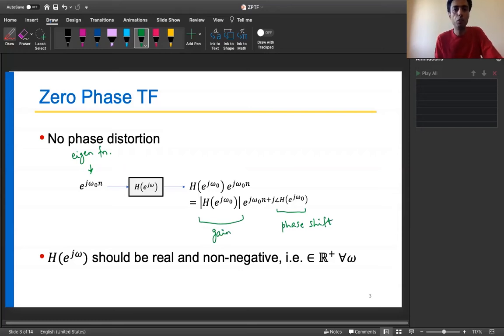Now for zero phase transfer functions, I want this phase shift to be 0 for all frequencies. So this means my H(e^{j omega}) should be purely real, but also it should not be negative, because if it is negative, then again the phase will be 180 degrees, right? So it should be real and non-negative. That is why H(e^{j omega}) should belong to R positive.